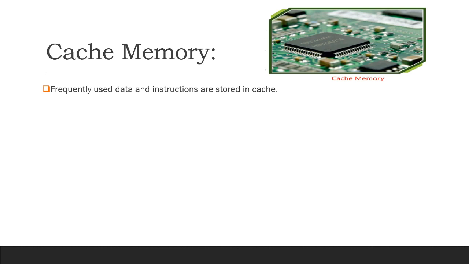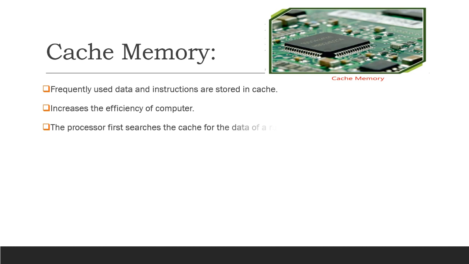What is the need of cache? Once the data that is used frequently is readily available, that increases the speed of our computer. So, cache memory increases the efficiency of computer. Now, first the processor searches the cache for any data of a running software. If it is not found in the cache, then only it will go and search the RAM chip.